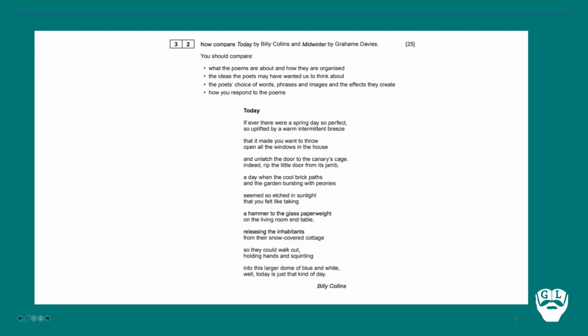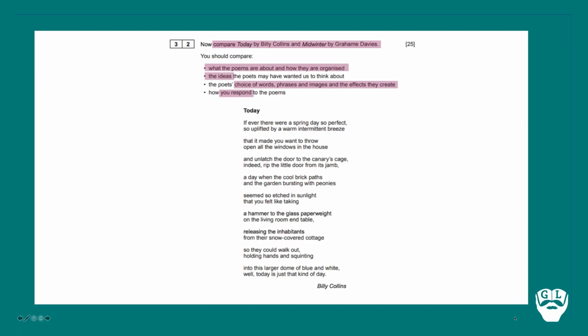So now you see the second question. Now compare Today by Billy Collins and Midwinter by Graham Davies. Again, what you want to compare: what the poems are about and how they're organised, the ideas behind the poems and what the poets may have wanted us to think about, poets' choices of words, phrases, images. Very similar categories and criteria to those provided on the first question, and again, how you respond. So it's inviting a first person response.